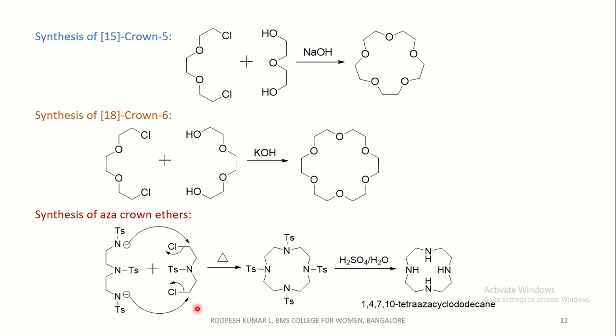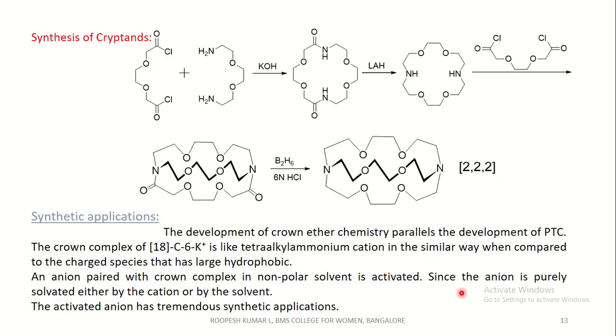Here tosylate as a good leaving group is chosen because it gives the best yields, whereas if you choose a chloride group, use of halide ions as leaving group gives very poor yields, whereas tosylate here acts as a very good leaving group and the product is obtained in good yields.